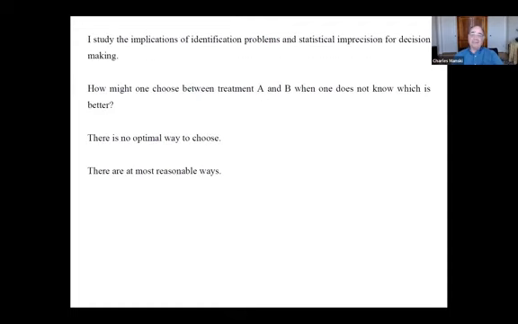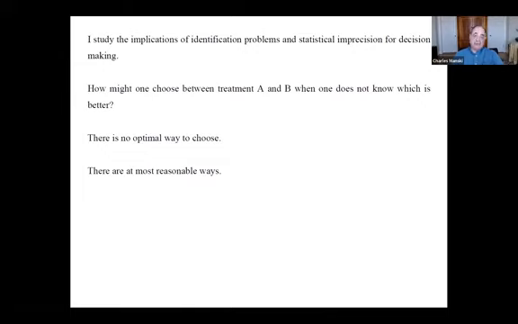point estimates. Now, why do you do this? Of course I do econometric theory, but I really want this to be useful to inform decision making. So I really care deeply about the implications of all these, both the identification problems and statistical imprecision for decision making. And we'll see that in what I talk about explicitly in just a few minutes about COVID.